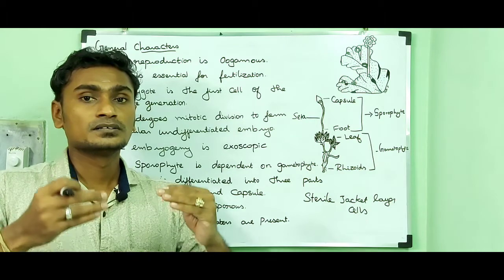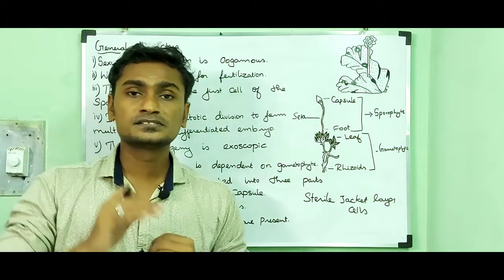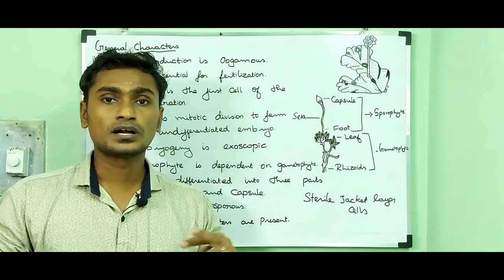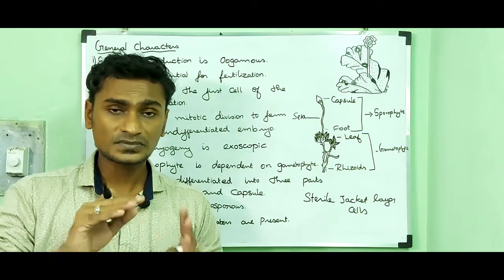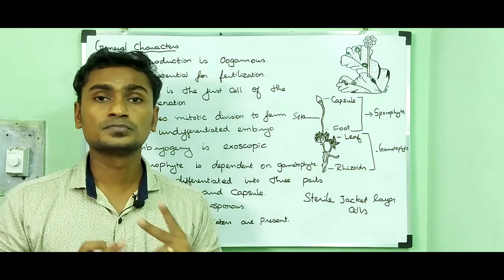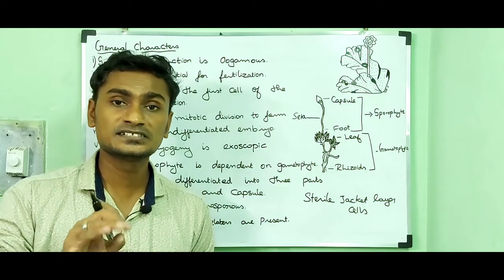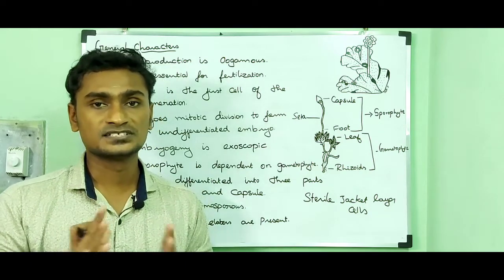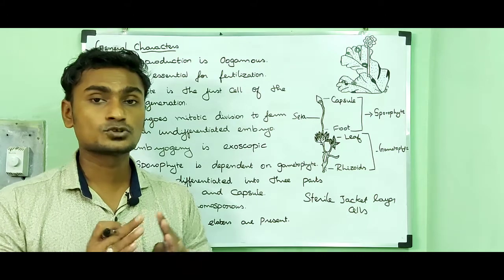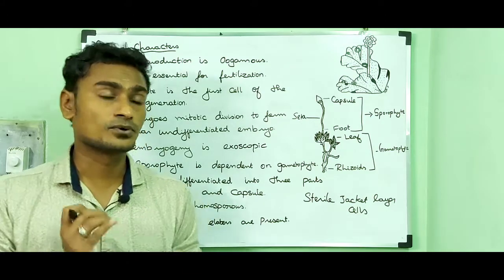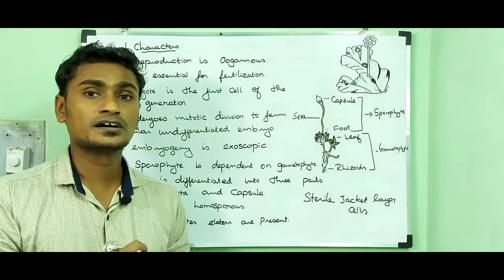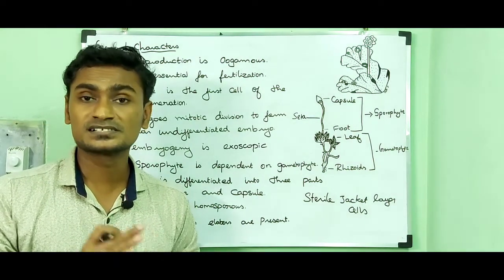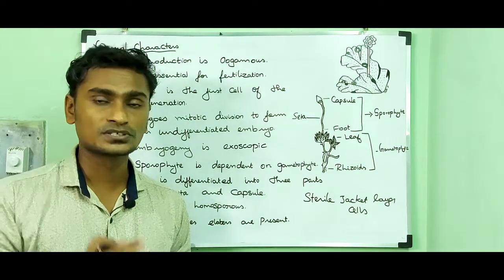So the antheridia release the male gametes in the water. In the water current, what happens to the male gametes? The antherozoids swim with the help of flagella and reach the archegonium for fertilization. Okay? So water is essential for fertilization. If it reaches the archegonium, fertilization takes place, resulting in the formation of the zygote.